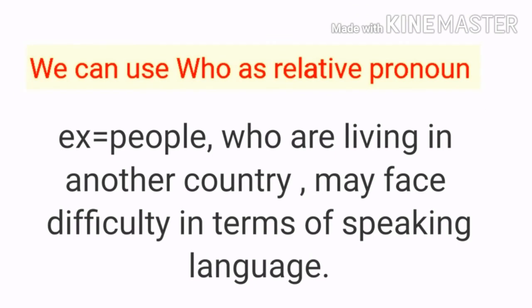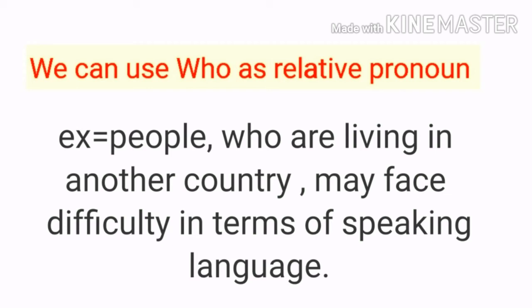Who is also a relative pronoun. For example, people who are living in another country may face difficulty in terms of speaking the language. Here people is our noun and who are living is our relative clause. It's mandatory to have a subject and verb combination, which is called a clause. If you are still in any trouble with how to use relative clauses, then comment down. I will check it. You should use this kind of sentence variation in your writing task too.